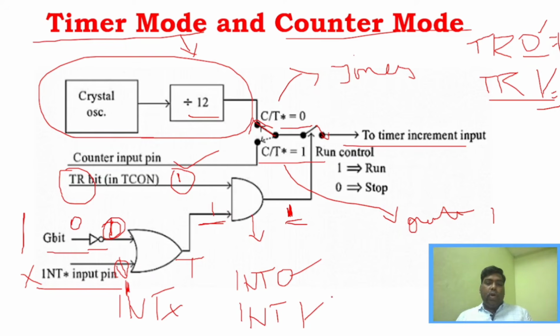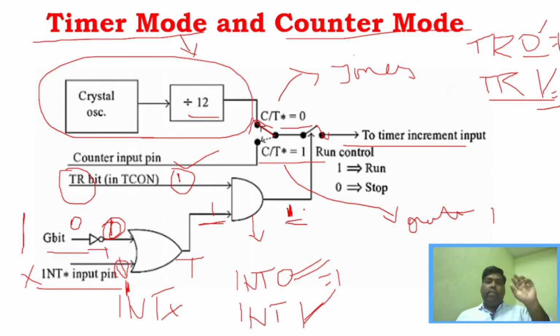Either INT0 or INT1 has to be 1. We will use either INT0 or INT1. So this will become 1, so the output of this OR gate will be 1, and so the AND gate output will also be 1. Clear? Right? So this is the normal operation of a timer.